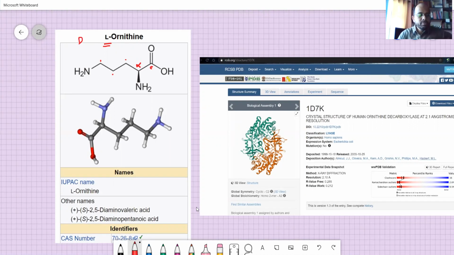More information about this can be had from the Chemical Abstracts Service number that is given here, and the literature survey is important to find out what its properties are. Okay, so this we have already done.